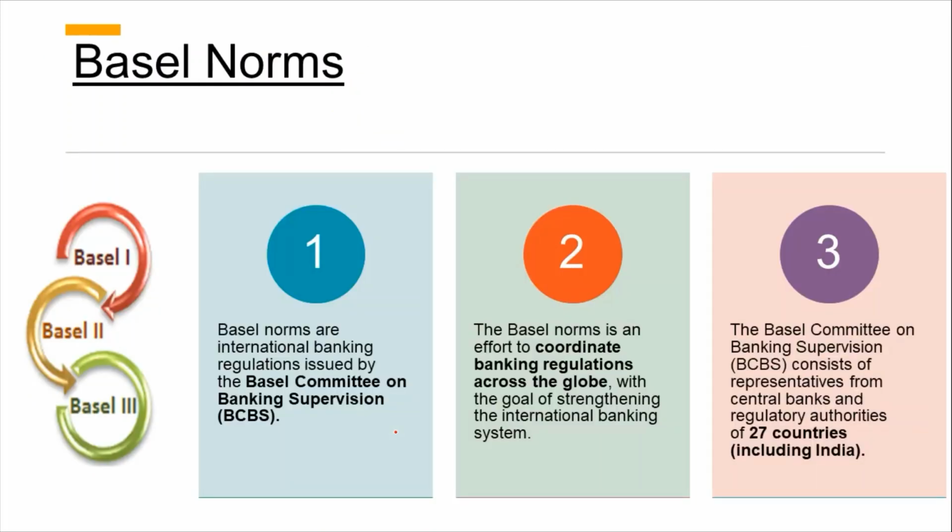Now, the next term is Basel norms. This is something that you need to study in detail if you're trying to understand the banking sector. Basel norms are international banking regulations which are issued by the Basel Committee on Banking Supervision, BCBS. There's a committee formed, the Basel Committee on Banking Supervision, that comes up with Basel norms every time. There are actually three Basel norms: Basel 1, Basel 2, Basel 3.